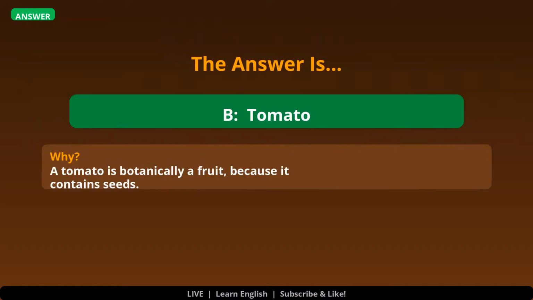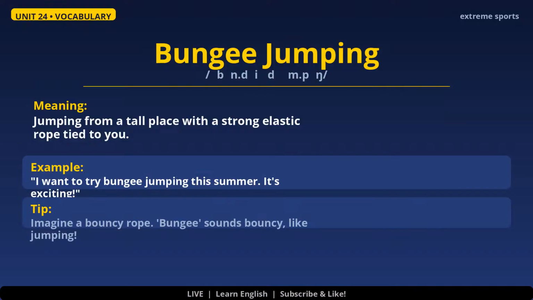And the correct answer is option B, tomato. A tomato is botanically a fruit because it contains seeds. Great job if you got it right. Let's continue learning.